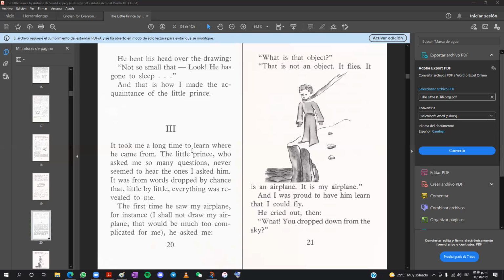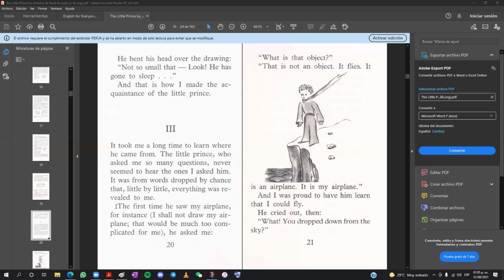Me tomó mucho tiempo aprender de dónde venía. El principito, quien me preguntaba muchas preguntas, nunca parecía escuchar las que yo le preguntaba a él. Fue de palabras soltadas por una oportunidad, poco a poco, todo se fue revelando ante mí. ¿Ok? ¿Quién quiere hacer el segundo?